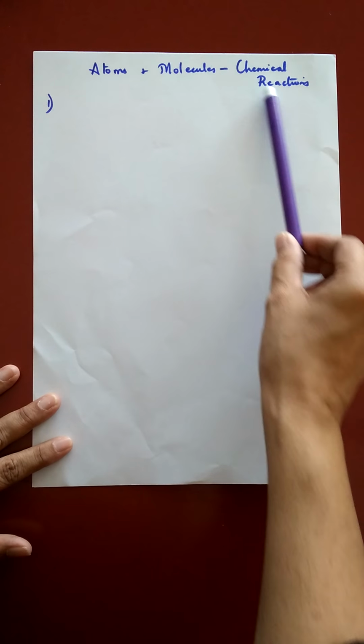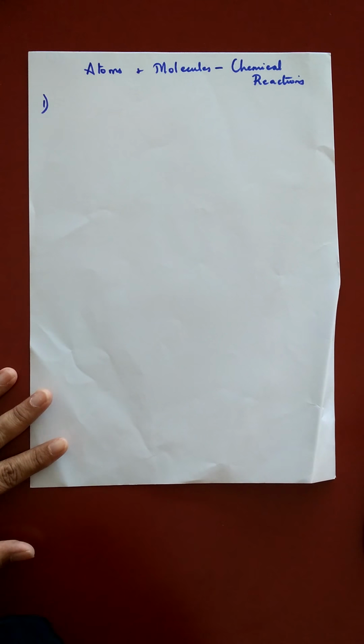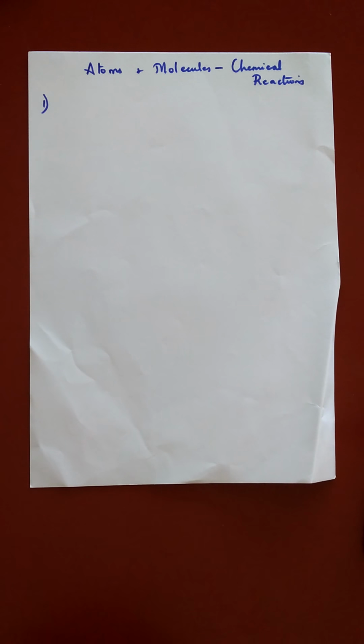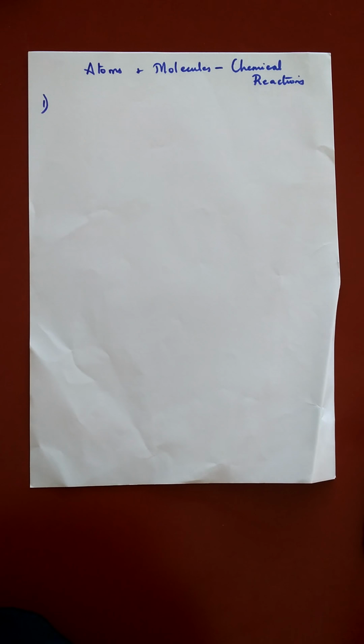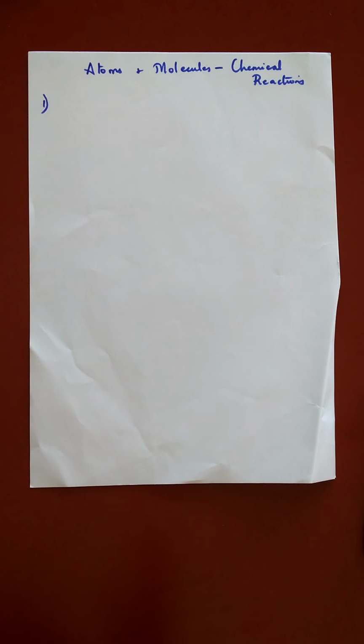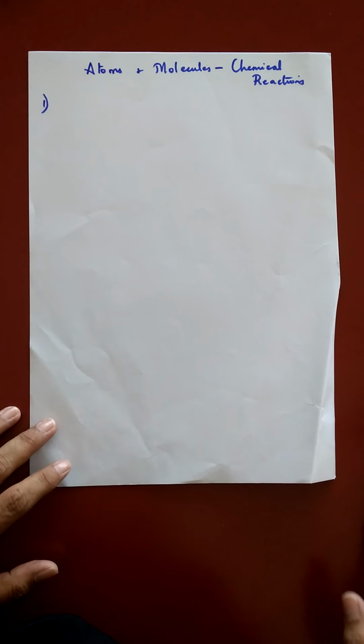Good morning, children. Today we begin the next part of the lesson, atoms and molecules, and that is chemical reactions. This part is not there in your textbook, but we are doing it because you need to know how to write reactions so that it is easier for you in standard 10. I'm going to show you how to write different chemical equations and reactions.